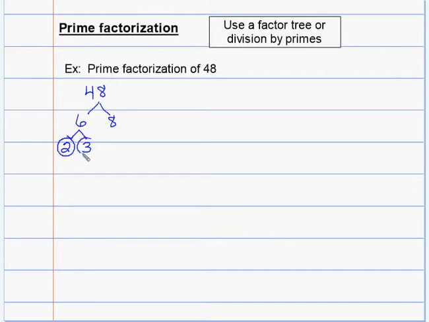2 and 3 are prime numbers, so I circle them. 8 I know has factors of 4 and 2. And 4 is not prime, so I know I need to keep going. 2 times 2, and then this 2. So the prime factorization, you list them in number order.